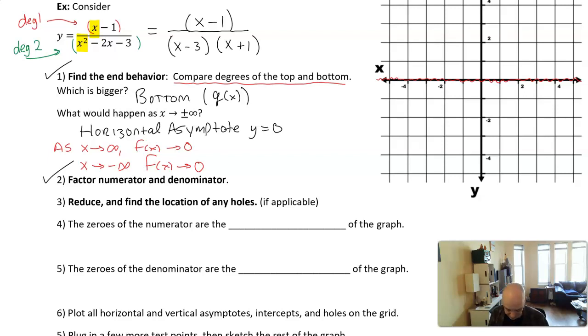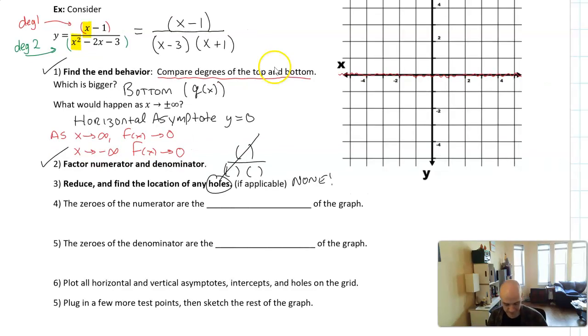Now I'm going to reduce and find the location of any holes. Remember from the last video that holes are if you have a factor that cancels out. Boom, like that. Now in this polynomial, I don't have any common factors, so there are no holes. But it is important to check, and this is the stage at which you would check. And if there were any holes, you would reduce, and then you would proceed on to the next steps.